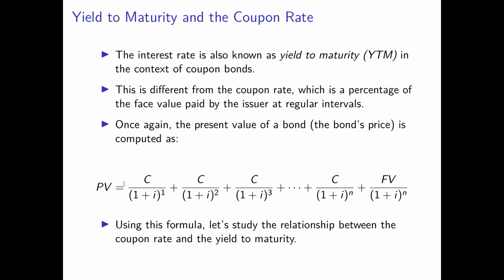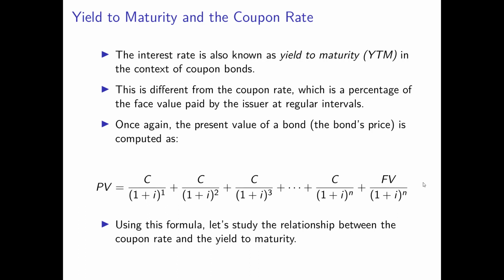Now, once again, let's take a look at the formula for the price of a bond, or the present value. So these are the discounted values of all the coupon payments, for all the n periods. And then this is the face value of the bond. And FV also stands for future value. Well, it's really convenient because that face value is paid in the future. So it's also a future value, right? And this is also discounted.